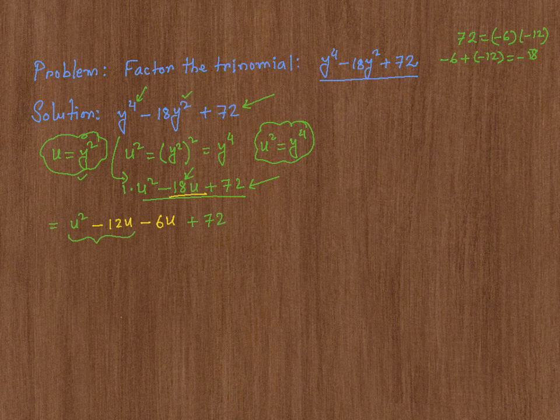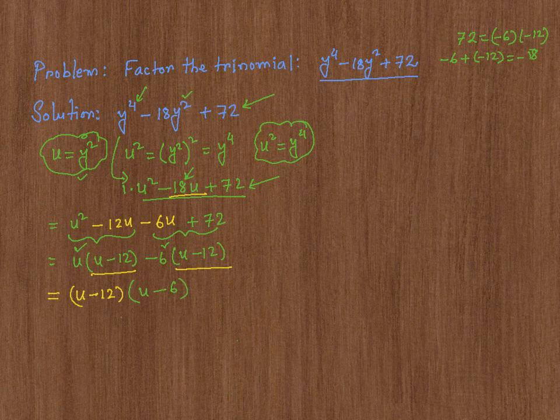Now I'm going to create two groups. In the first group, I could factor out a u. If I factor out a u, it is going to be u minus 12. In the second group, if I factor out a negative 6, that's going to give me u minus 12. Now please note that this u minus 12 and u minus 12 is common in both of them. So I could factor this out, u minus 12. If I factor out u minus 12, in the first term I would be left with u. In the second term I would be left with negative 6. Now that's what the factorization is.